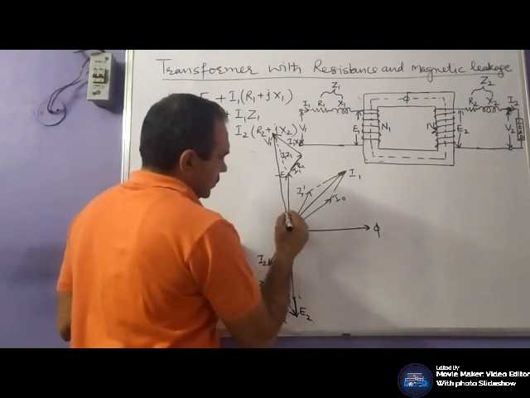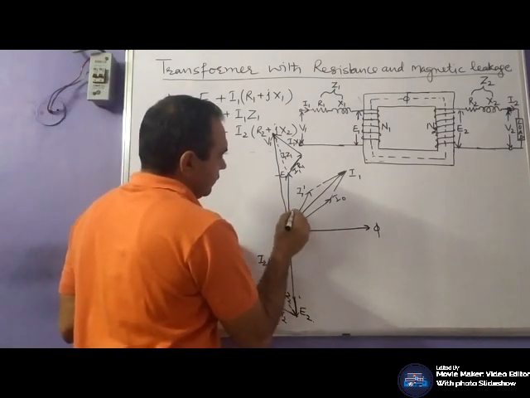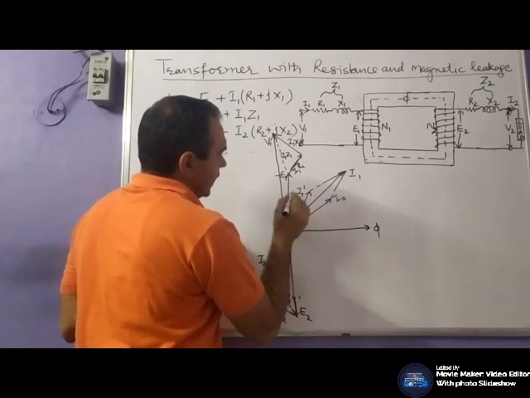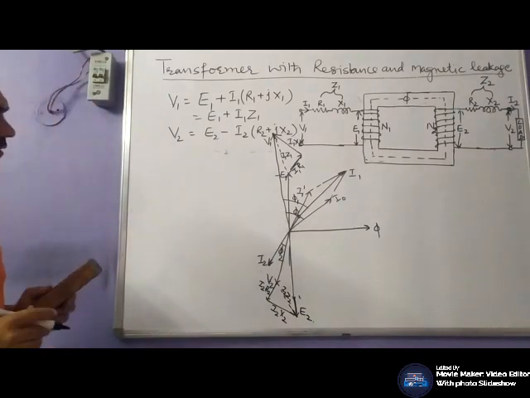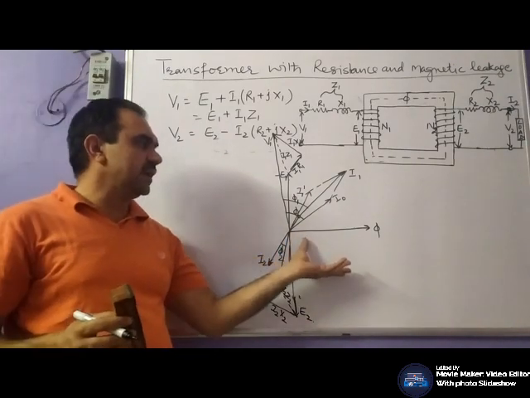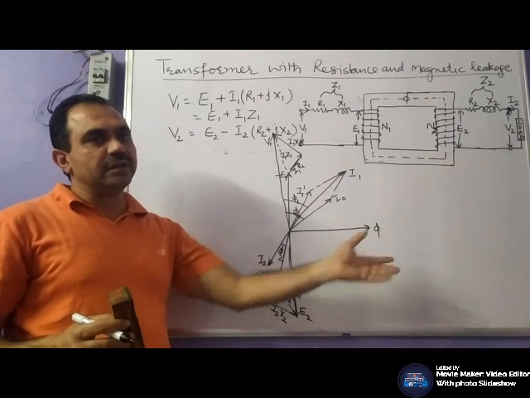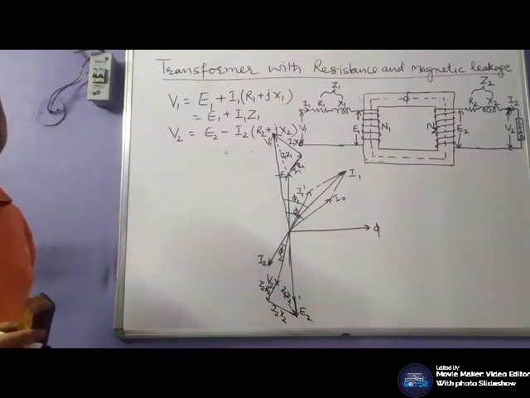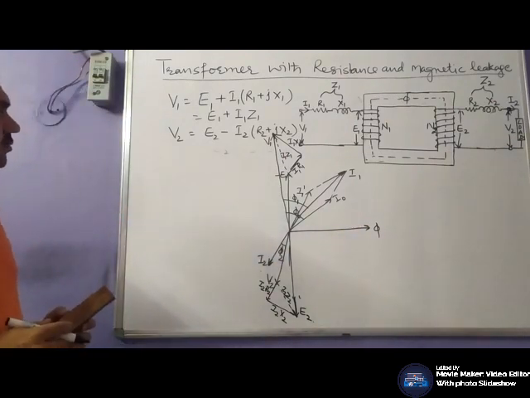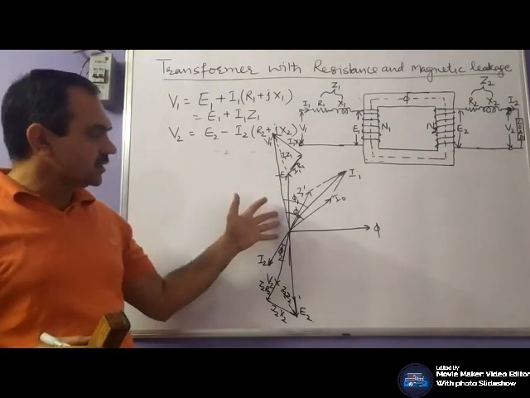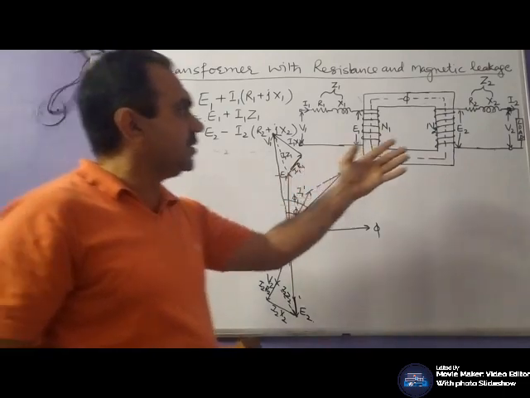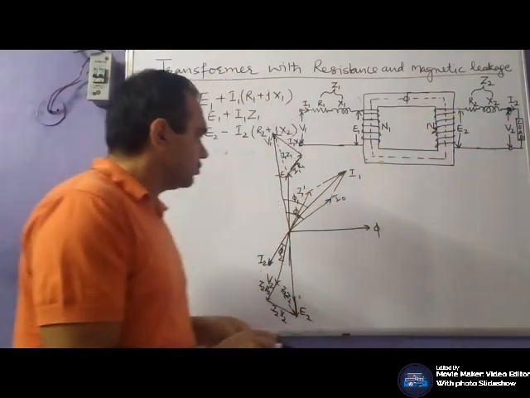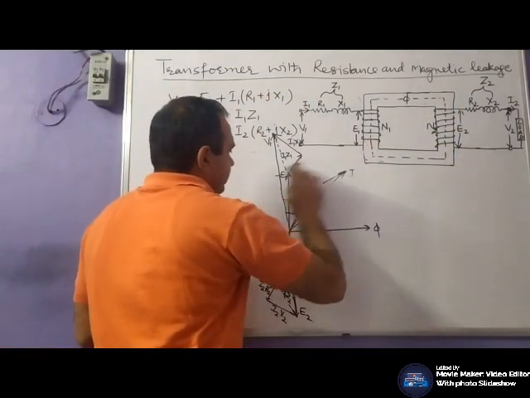Now angle between I0 and V1 is phi naught. Angle between V1 and I1 is phi 1. So this is the phasor diagram for an inductive load, when load connected is of inductive nature. Now if the load connected is of capacitive nature, means your current I2 leads V2, what would be the phasor diagram?